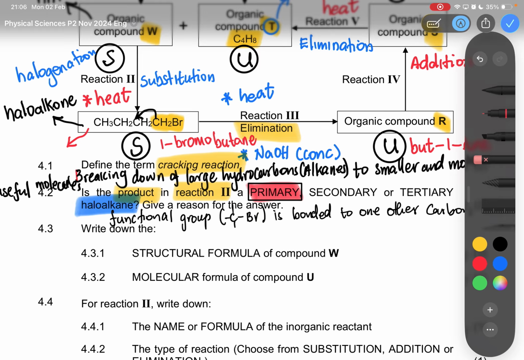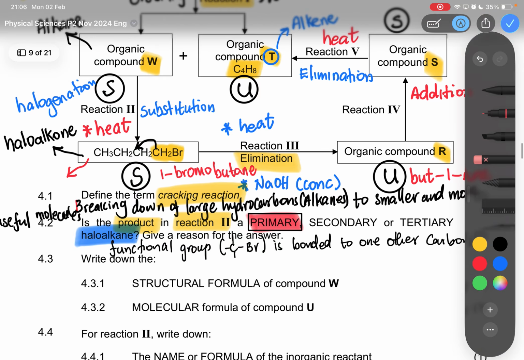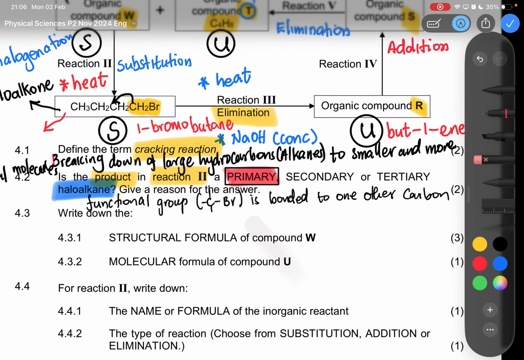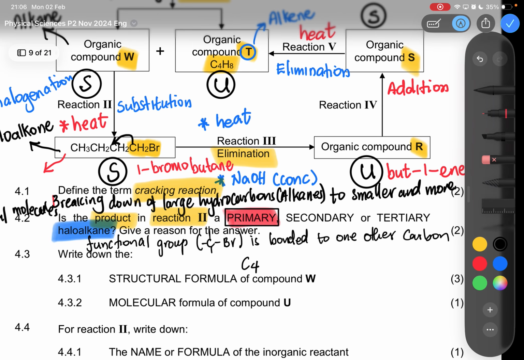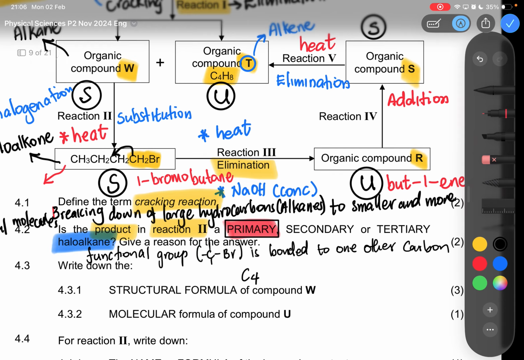Then 4.3, it says write down the structural formula of compound W. So that means now you're going back. What could it be to give us that? One thing, we know that it has 4 carbons. And we know that it is saturated. Can someone give us the molecular formula, just give me the molecular formula of compound W so that I can draw the structure.